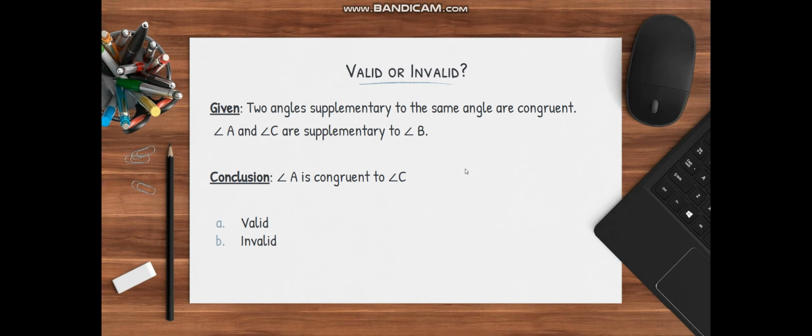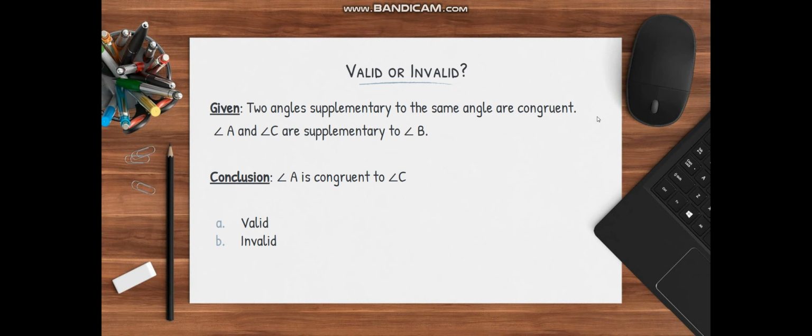So here's another one. You were given two angles supplementary to the same angle are congruent. That means A and C are supplementary to angle B. Oh, no, that's just a second piece of information. I'm sorry. I'm very tired. Two angles supplementary to the same angle are congruent. A and C are supplementary to angle B. So it's two separate facts.